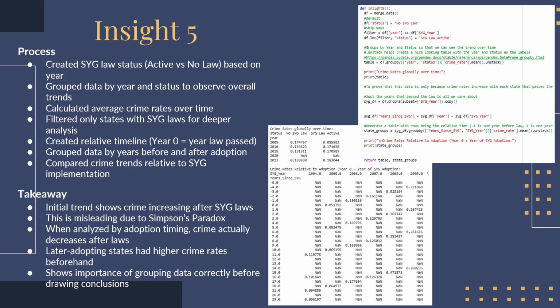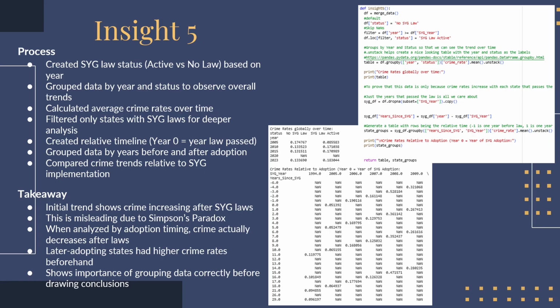Now for Insight 5, we wanted to see if the stand your ground law states and the non-stand your ground law states had more or less crime than the other one, just in a very obvious table. So we created the stand your ground law status based on year, grouped the data by year and status to observe overall trends. And after observing that, oddly enough, the stand your ground law states had a higher average crime rate than non-stand your ground law states, we created a relative timeline, making year 0 the year the law was passed for each different grouping.